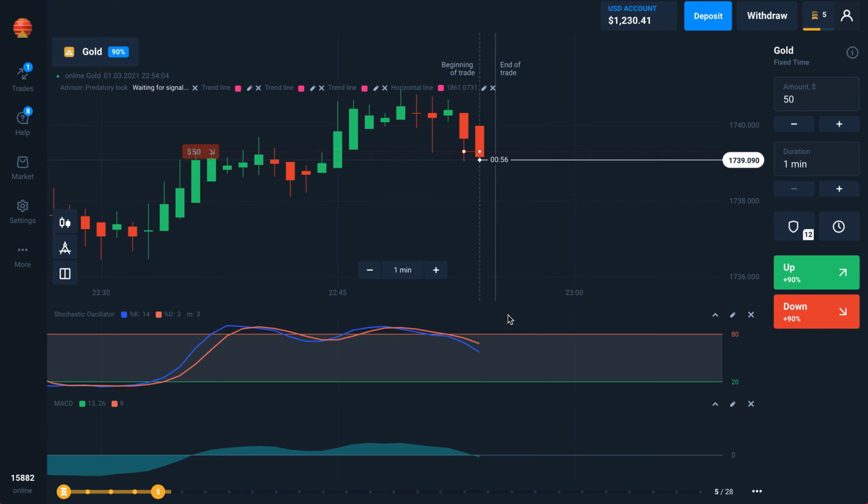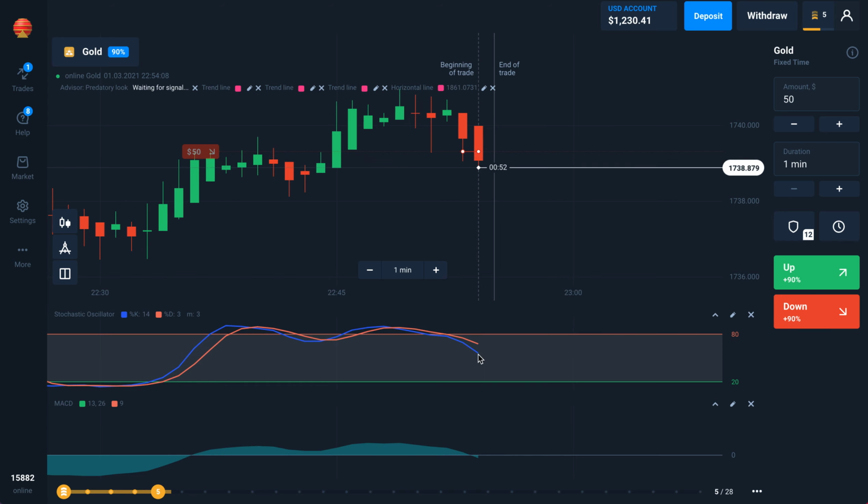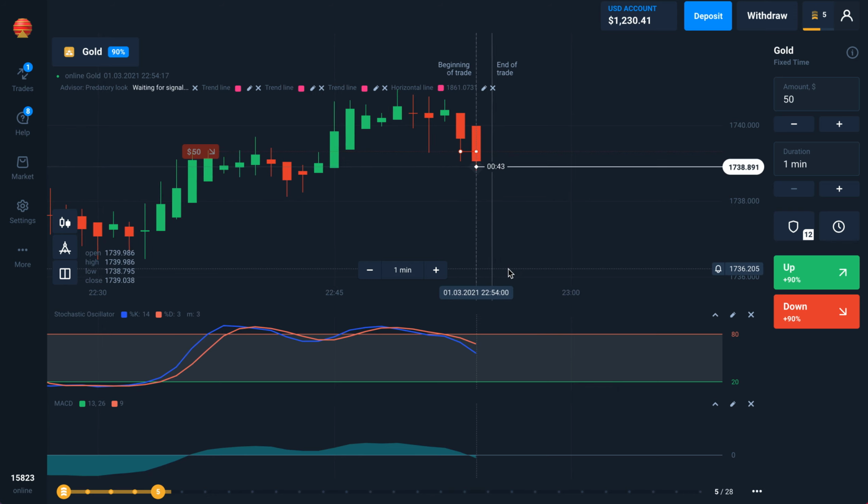Everything is ready for the sell. It's looking pretty good, pretty great right here. You can see that it's below 80%, and the MACD is also below 0. It's pretty awesome. It's a pretty good entry. Okay, let's wait and see if we are correct.